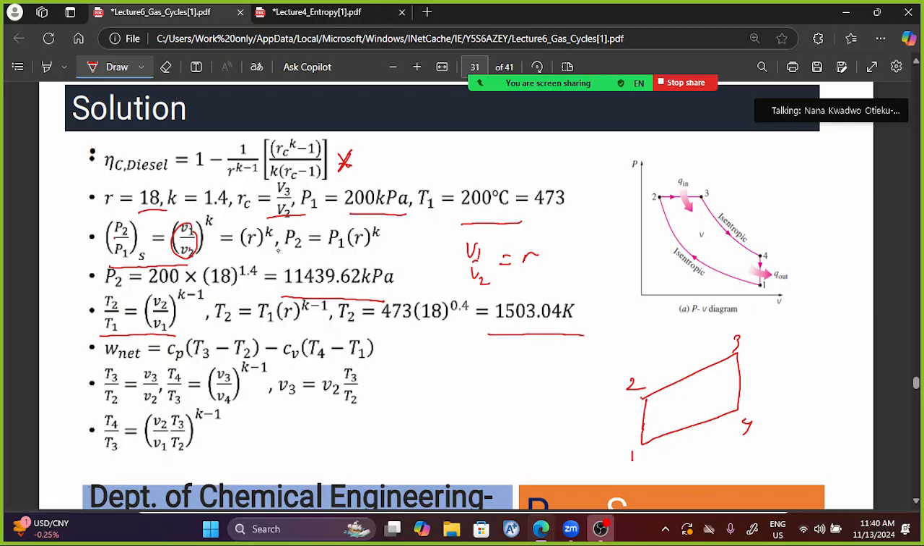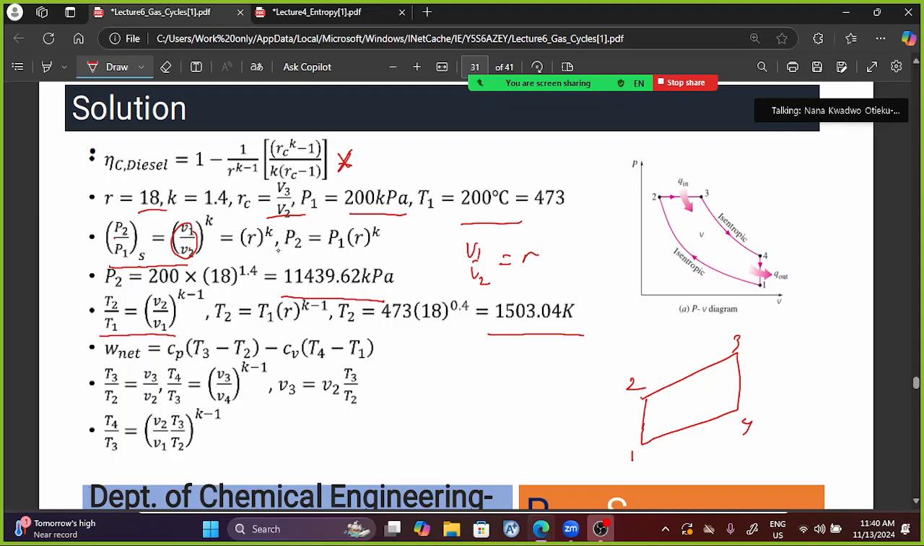Then now I want to find T3 because I need to find V3 and I need to find V2 before I can find my RC. Yes, I need V3 and V2 before I can find my RC, and I need the RC to find my efficiency, right? So it means that now I need a relation to get me my T3. Remember, unlike in the first one, we could have just done Cp (T3 minus T2). We can't just go ahead and do that now, right?